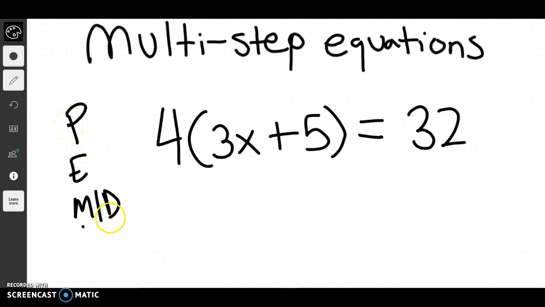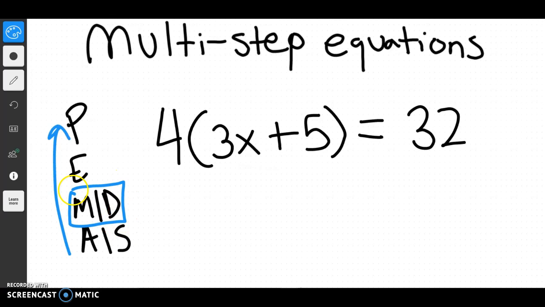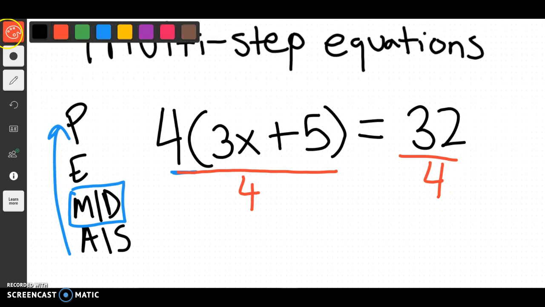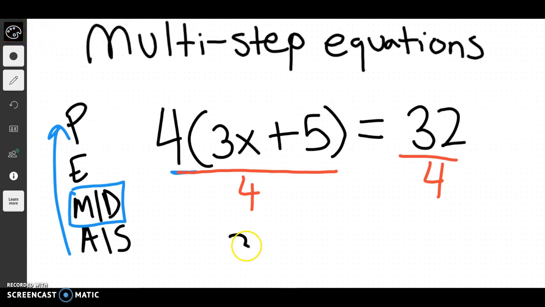and I'm going to look at what operation I have first. Well, if we're going the opposite way up, we're not going to do the stuff in parentheses, so the first thing we have is a multiplication and division, which is this 4 right here. Since that's multiplication, I'm going to undo that by dividing both sides by 4. And that's going to give me 3x plus 5, which is equal to 8.